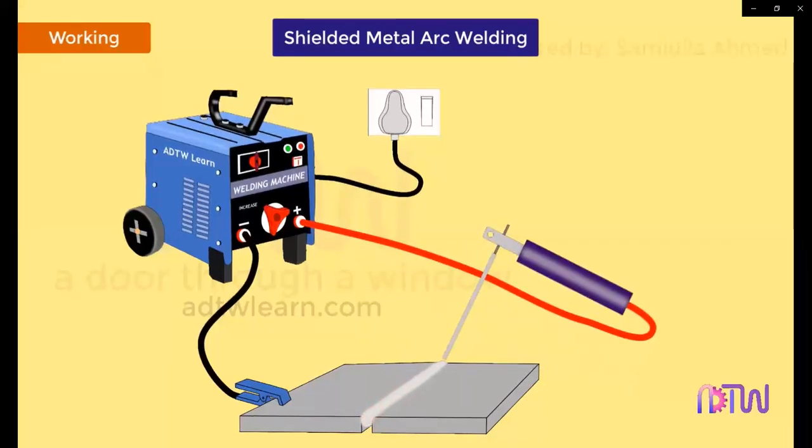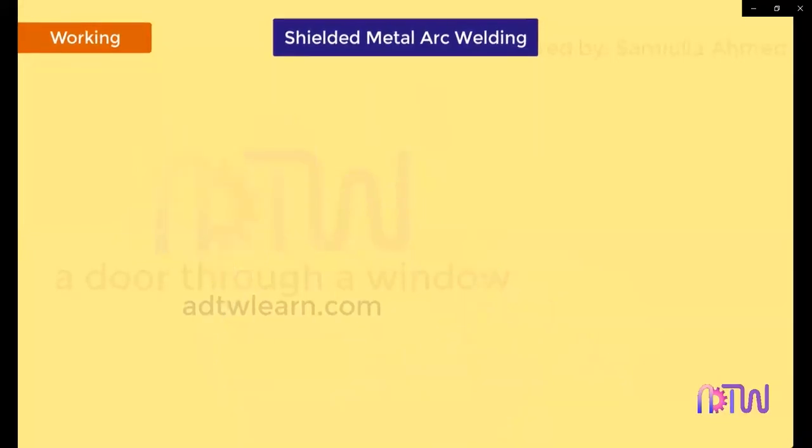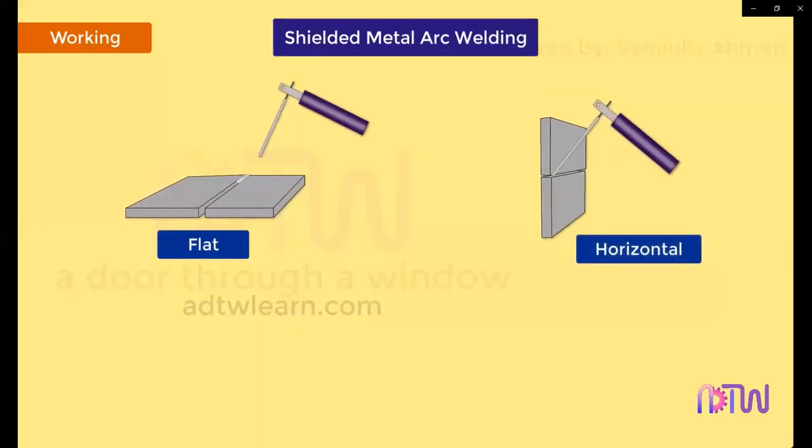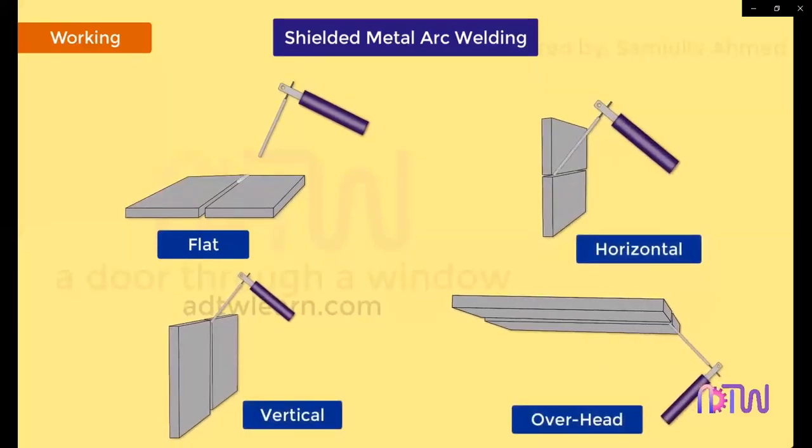The flux is then converted into a shielding gas surrounding the weld pool, protecting it from oxygen and other atmospheric contaminations. Some of the flux settles on the weld puddle in the form of slag. Once the welding is completed and the weld bead has cooled down, the slag is chipped off using a chipping hammer and cleaned using a wire brush. Shielded metal arc welding can be used to weld in all positions, that is, flat, horizontal, vertical, and overhead.